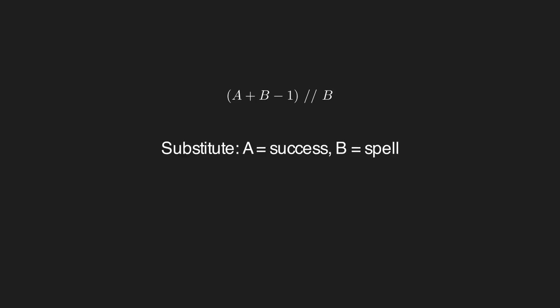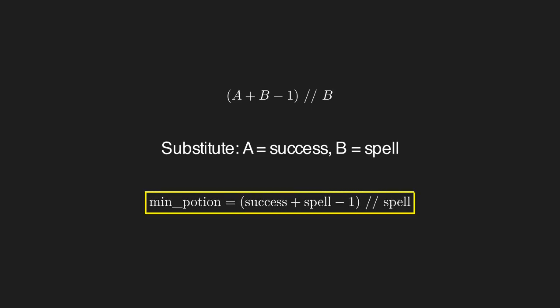Applying this robust integer math trick to our specific variables, we substitute success for a, and spell for b. Our precise formula for the minimum required potion strength becomes, success plus spell minus 1, all wrapped in parentheses, then integer divided by spell. We will store this calculated value in a variable called min potion needed.